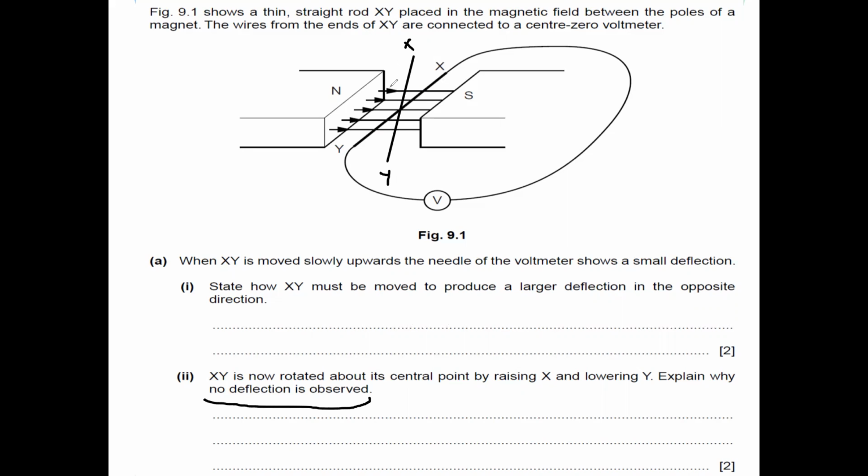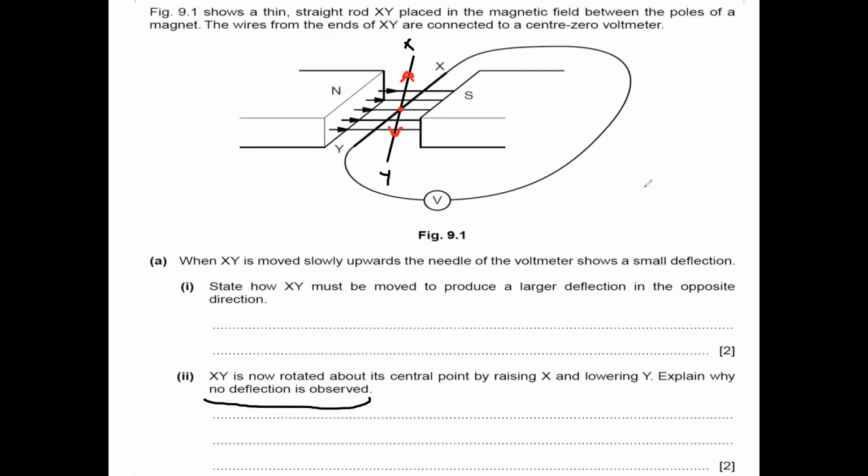Because what happened, see, if X is going up and Y is going down, the direction of induced current will be opposite. For example, if X is going up, it produces a current in this manner, and Y is going down, so it produces a current in this manner. So they produce the current in opposite directions.